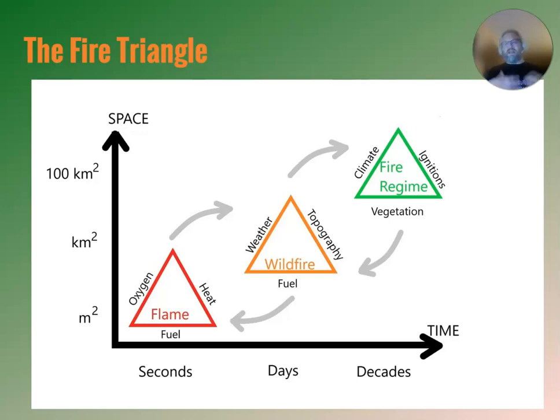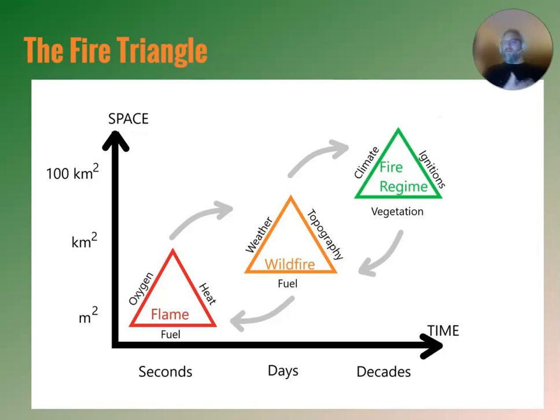So the kind of vegetation you have, the kind of climate you have, and the sources of ignitions, whether it be natural causes like lightning or human causes like people starting and putting out fires, those things will shape what kind of fire regime you have in a place, and will also cause changes in that fire regime. So fire regimes can be altered by altering any of those three elements of the fire triangle.